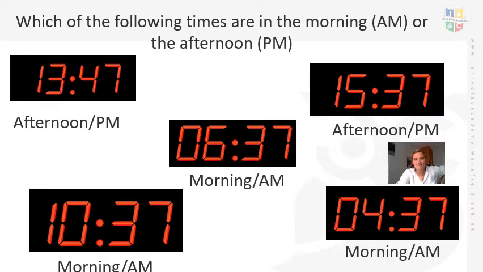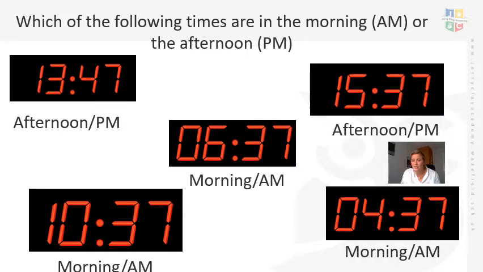Okay, let's have a look then. For the first one, 13:47, this is in the afternoon, it is in the PM, because at the minute we're just looking at the hour hand, at the hour time. 13 is the same as 1, and obviously we will look at that in a little bit more depth. But 13 is past the number 12, so we know it will be in the PM. Alternatively, if we look at 15:37, 15 is also past 12, so this would be in the afternoon as well.